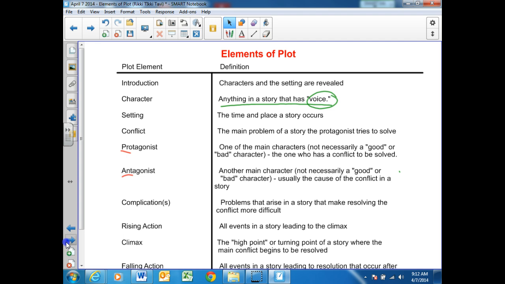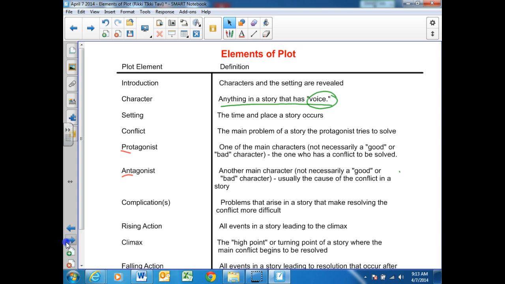It could be a bad character. It could be evil. It could be good. It just depends on the story itself. But the protagonist is the main character. And he or she is the person that has to solve the conflict. So whatever the conflict is, it's inside that person. They have to solve it.